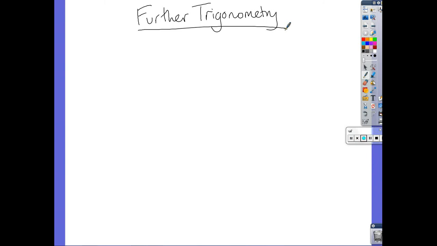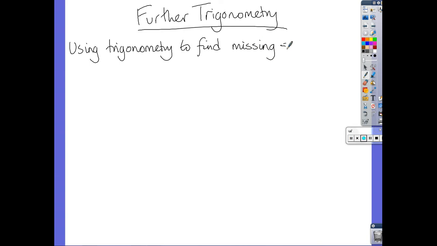So in lesson 1 we learned about basic trigonometry, SOHCAHTOA, which we use in right angled triangles, but we can actually also use trigonometry to find the lengths of missing sides and missing angles in triangles that are not right angled, and that's what this involves. So using trigonometry to find missing sides or missing angles in non-right angled triangles.